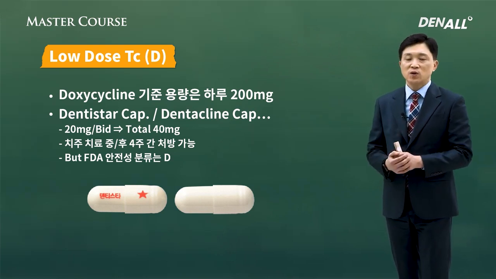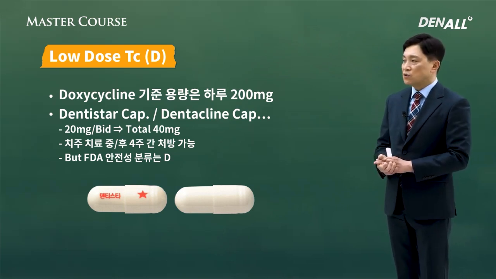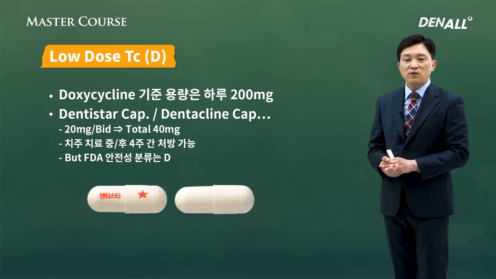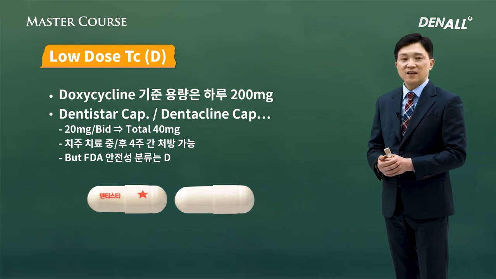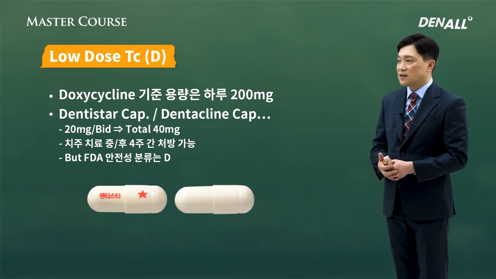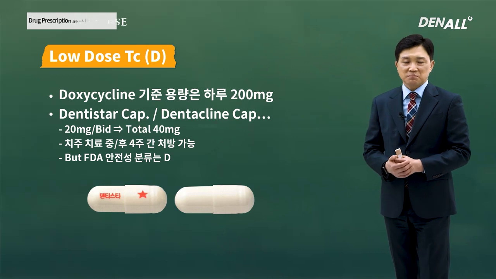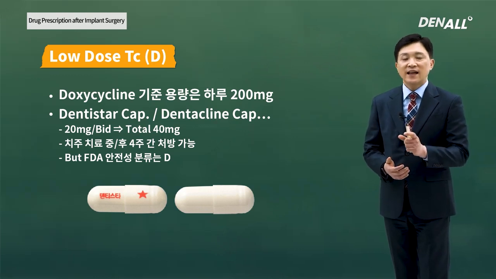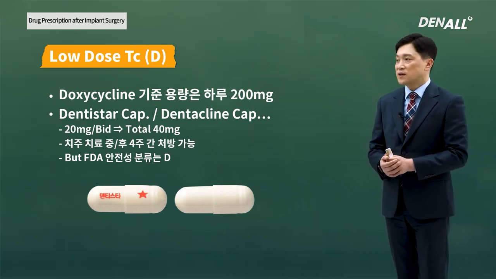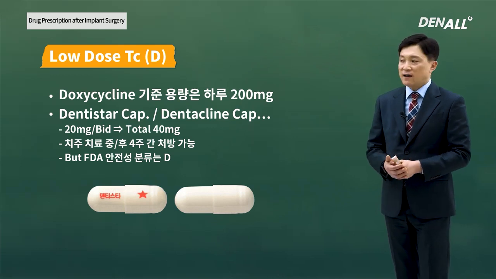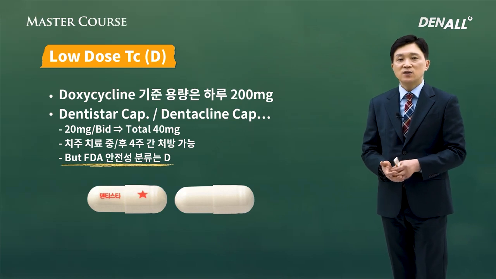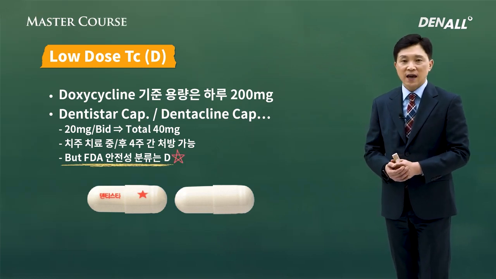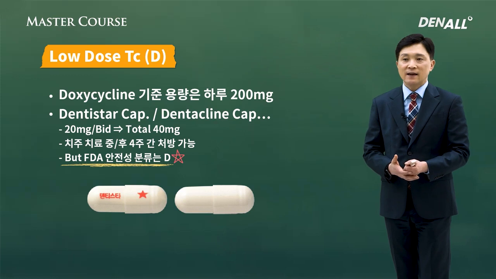For doxycycline, the standard dosage is 200 mg per day. The low-dose tetracycline, Dentistar or Dentaclean are prescribed 40 mg per day. Each pill has 20 mg. So during or after periodontal treatment, they can be prescribed for 4 weeks under the National Health Insurance. However, the FDA safety category is D. You need to be careful for pregnant women or childbearing age patient.